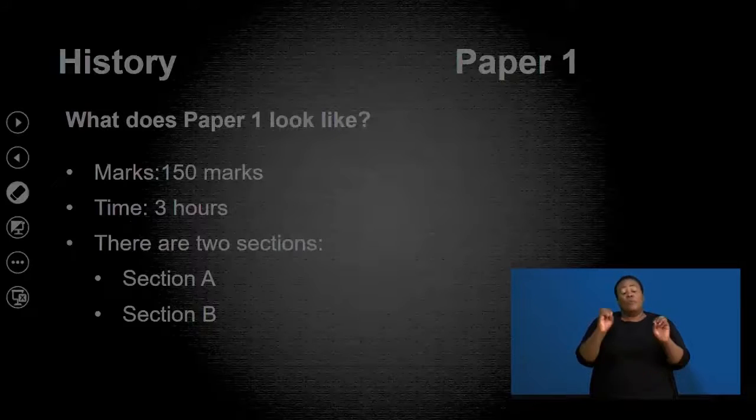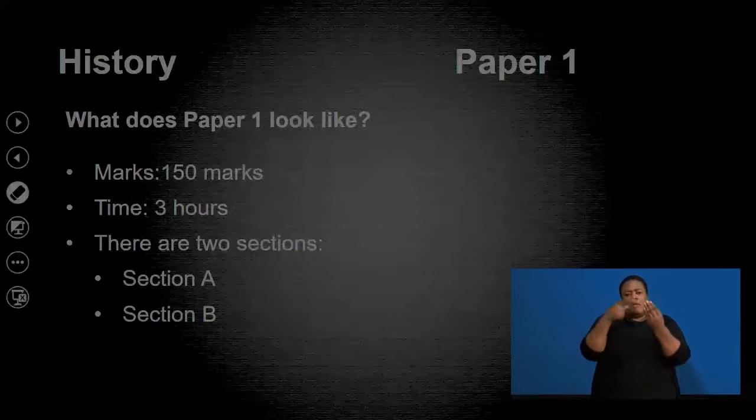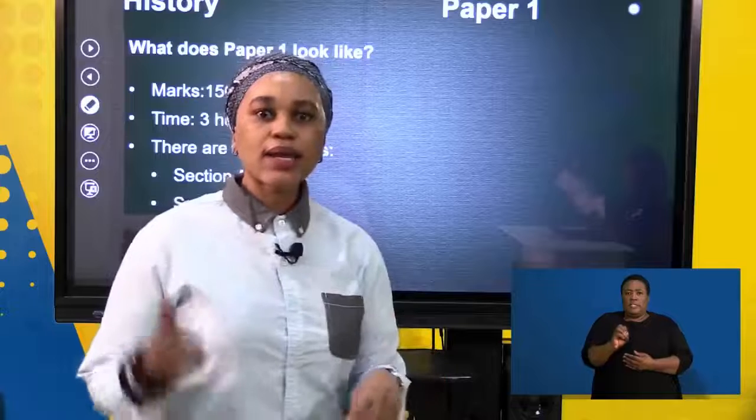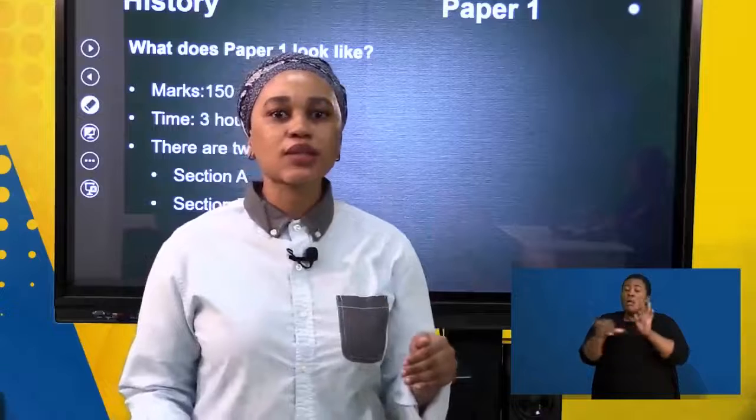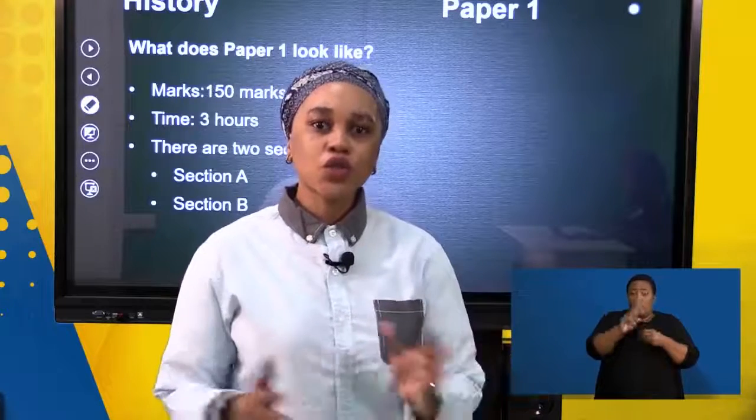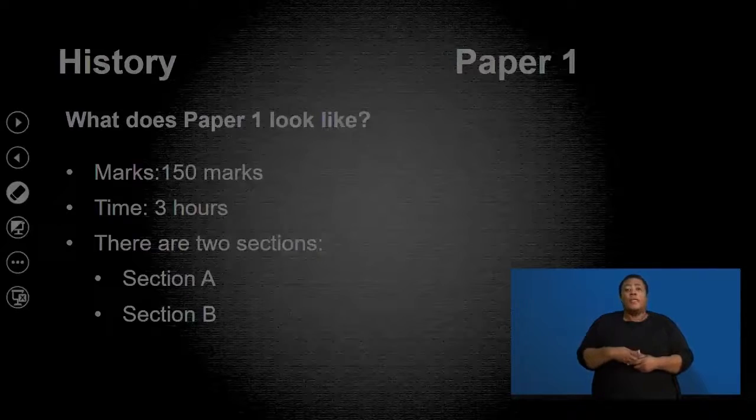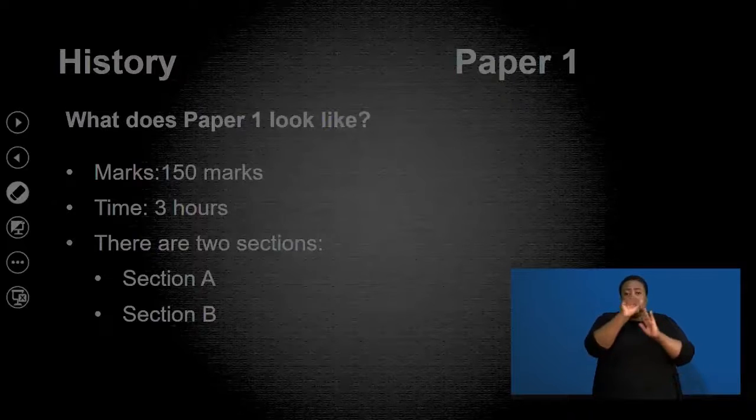First of all, your paper is out of 150 marks and it's 3 hours long. That is very important. Later on, I'm going to show you the different sections contained in this paper, so it's very important for you to see how you can divide the 3 hours that you have. And remember, on top of that, you have the reading time as well, so use all that time wisely. So 150 marks for 3 hours, and as you can see, there are 2 sections: section A and section B.